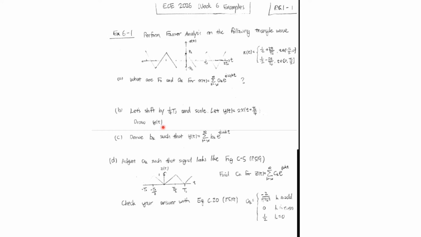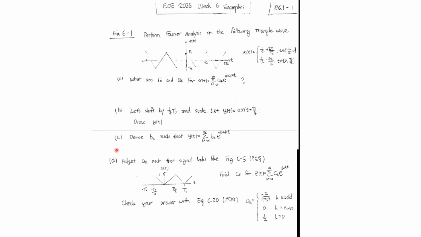For part B, I just want you to draw it. And for part C, we want to do a Fourier analysis for it by finding bk, where bk are the corresponding coefficients for this new y of t that we just defined. And the idea is to use the operations so that we only have to tweak the ak's that we found earlier and not do the horrible part A again.